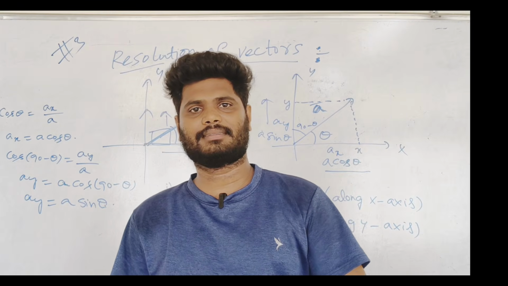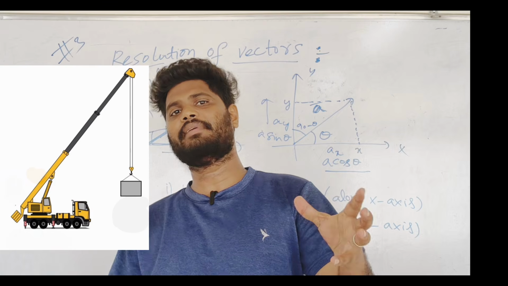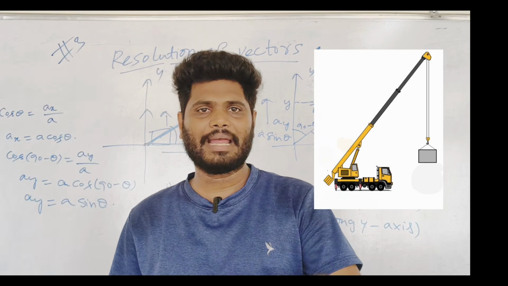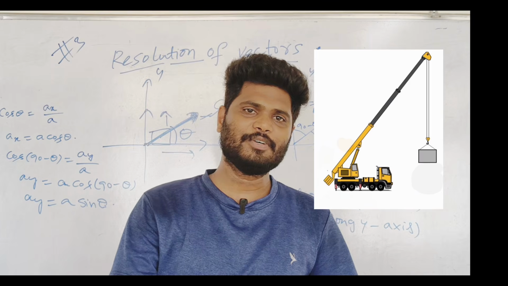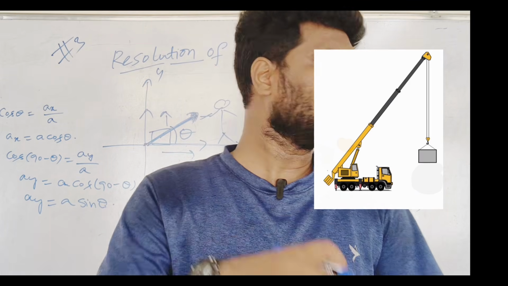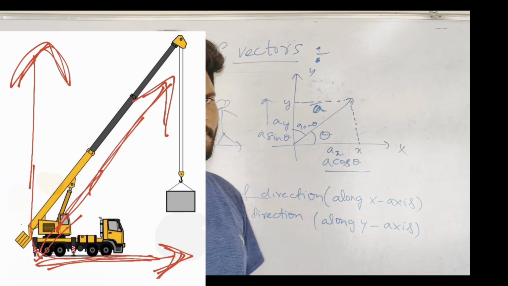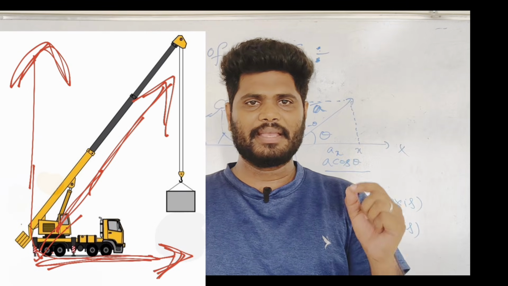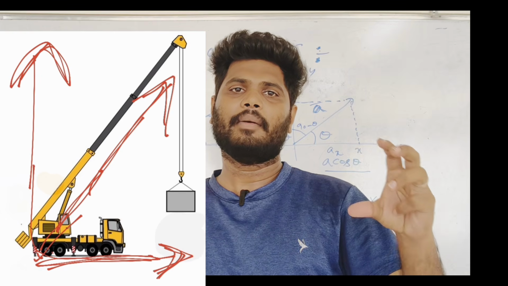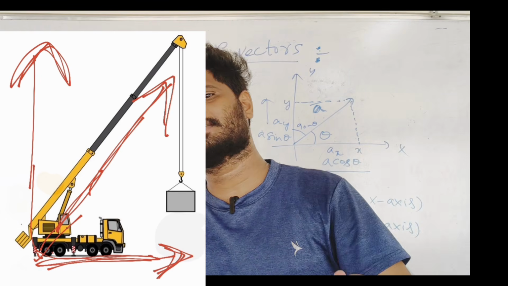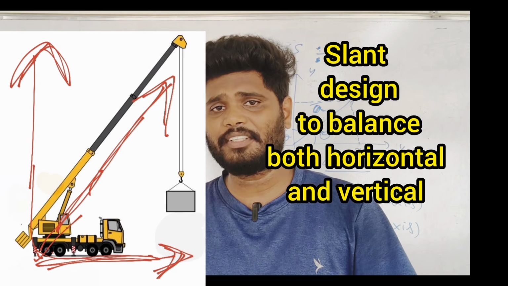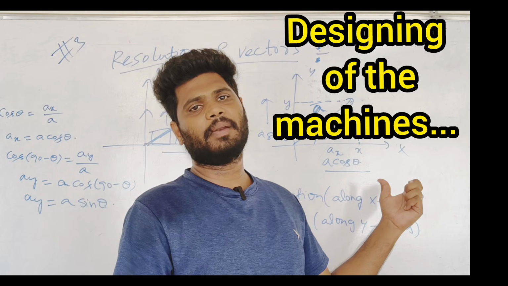We will see the cranes. Cranes will lift heavier objects. Horizontally it has to move, and at the same time it has to lift the block and move it. There we will use resolution of the vector, because based on the calculation of the horizontal and vertical components, they will calculate how much tension the rope must be designed for, how much strength it should have. Like that, they will do it in engineering applications.